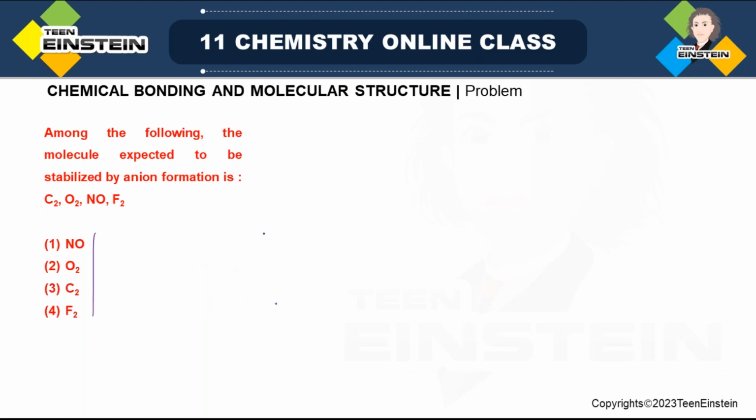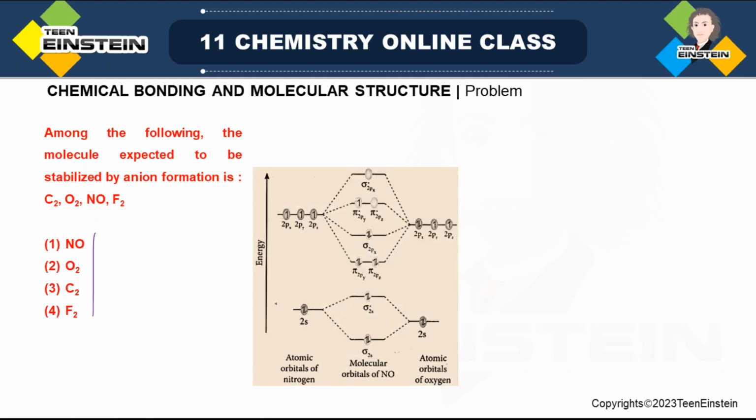So we have total 4 species. Now O2, C2, F2 we already know because it is a symmetrical diatomic molecule, but NO is heteronuclear. There are 2 different atoms that we have not done before. So this is basically NO. This side we have nitrogen, this side we have oxygen.